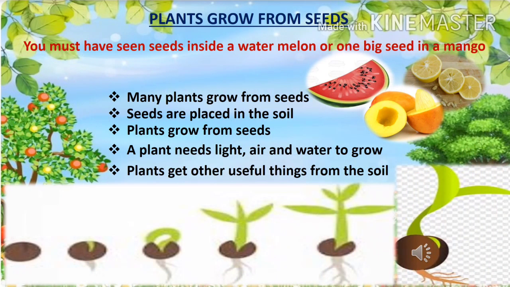Plants grow from seeds. You must have seen seeds inside a watermelon or one big seed in a mango. Many plants grow from seed. Seeds are placed in the soil. Plants grow from seeds. A plant needs light, air and water to grow. Plants get other useful things from the soil.